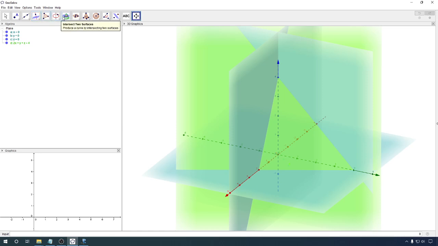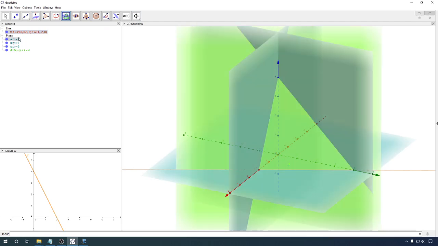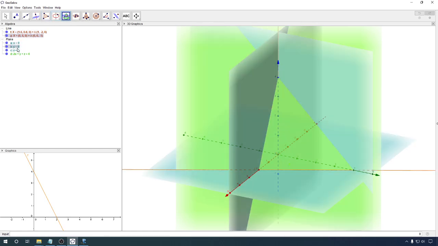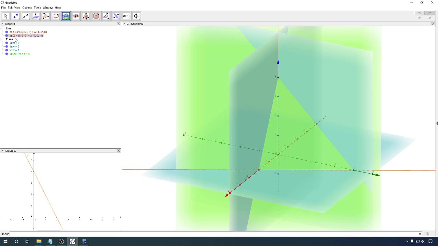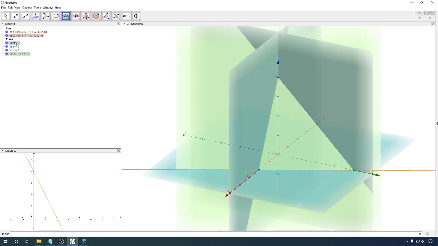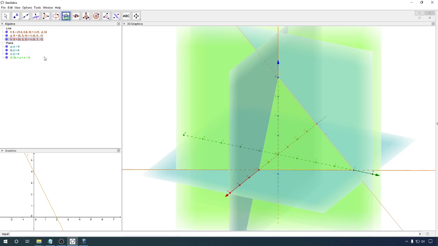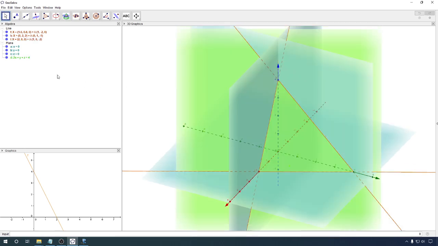We can even go ahead and use our intersection tool to get an idea of what these are. I didn't want to put all those in there. Oh, well, no, it gave me one of them. Oh, I see what happened. There we go. Did that give me all of them? There we go. We got the three intersections of our plane that they gave us with the coordinate planes.